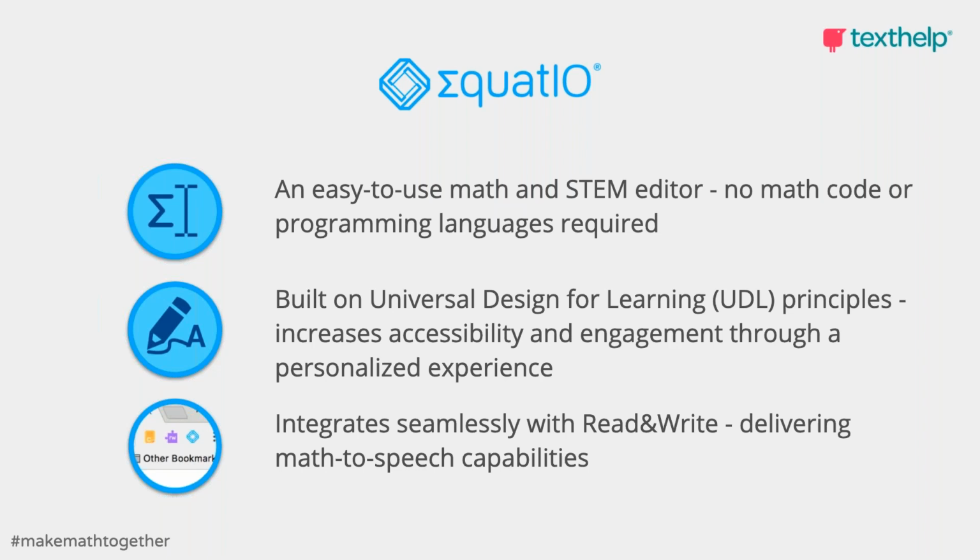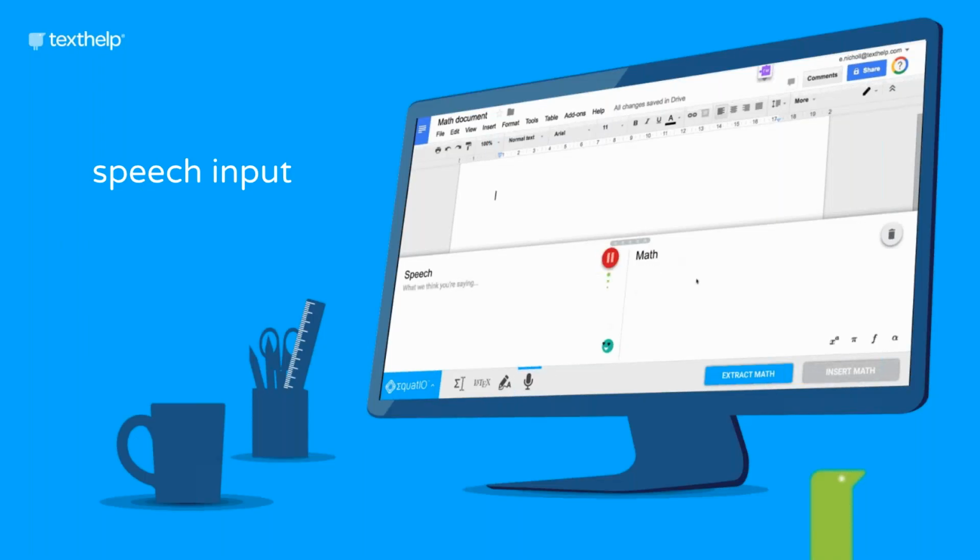And I'll show some of this here in a bit, but it's important to know that it's built on universal design for learning principles. So when we come into helping some of those students with diverse needs, there's a lot of pieces that are built in on the accessibility side of things, as well as just making it easier to use. And then also kind of nice, it integrates really well with Read&Write. So if you go and create math, then it's easy to turn around and use tools like Read&Write to have that read aloud and those sort of things. So that's Equatio.